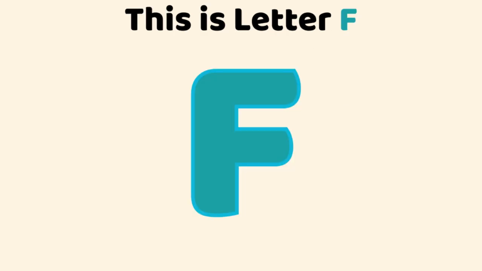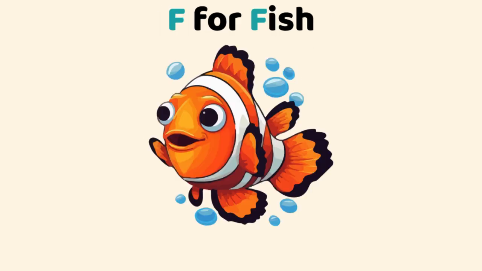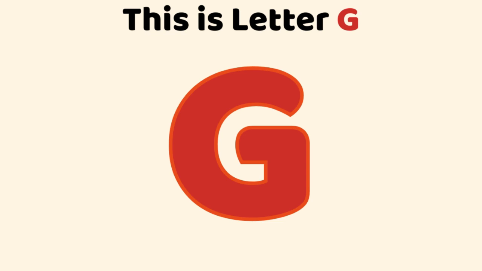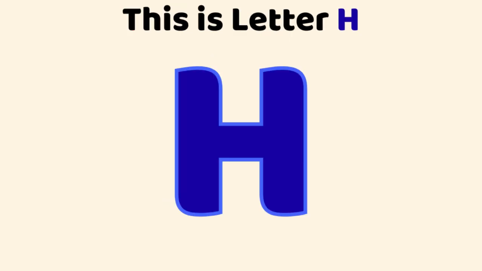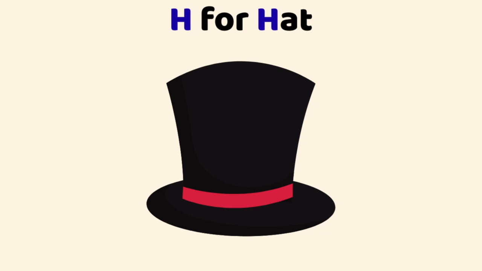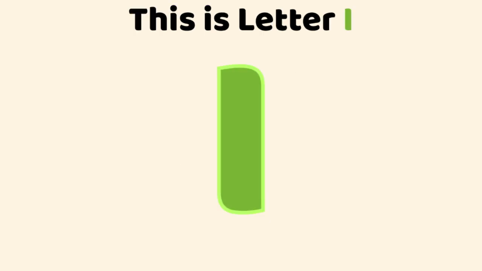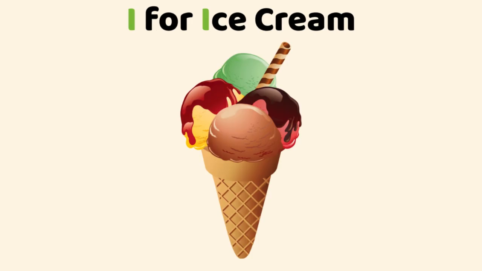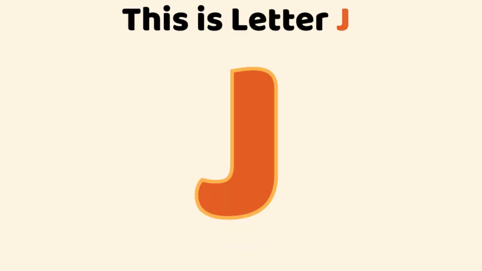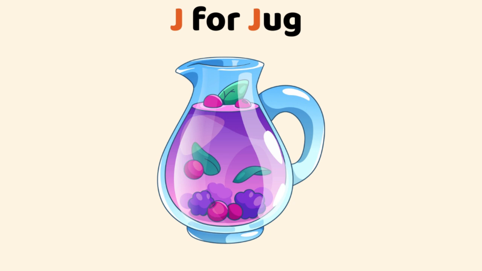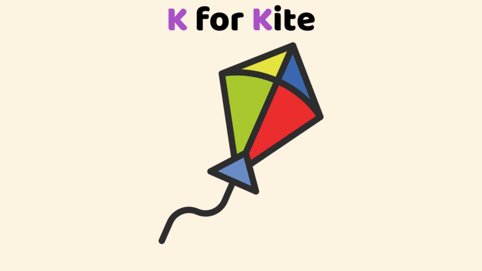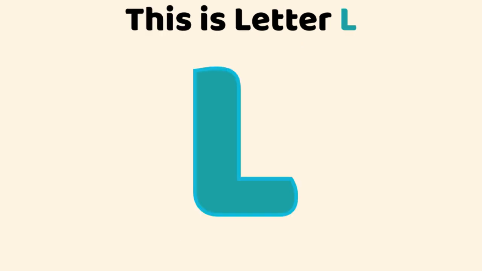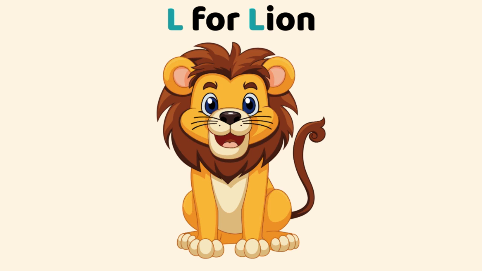This is letter F. F for fish. This is letter G. G for grapes. This is letter H. H for hat. This is letter I. I for ice cream. This is letter J. J for jug. This is letter K. K for kite. This is letter L. L for lion.